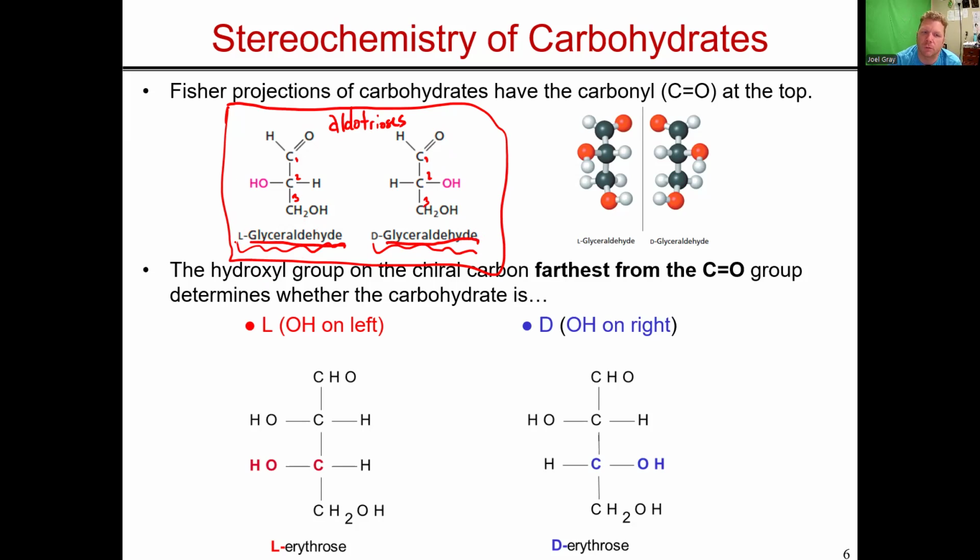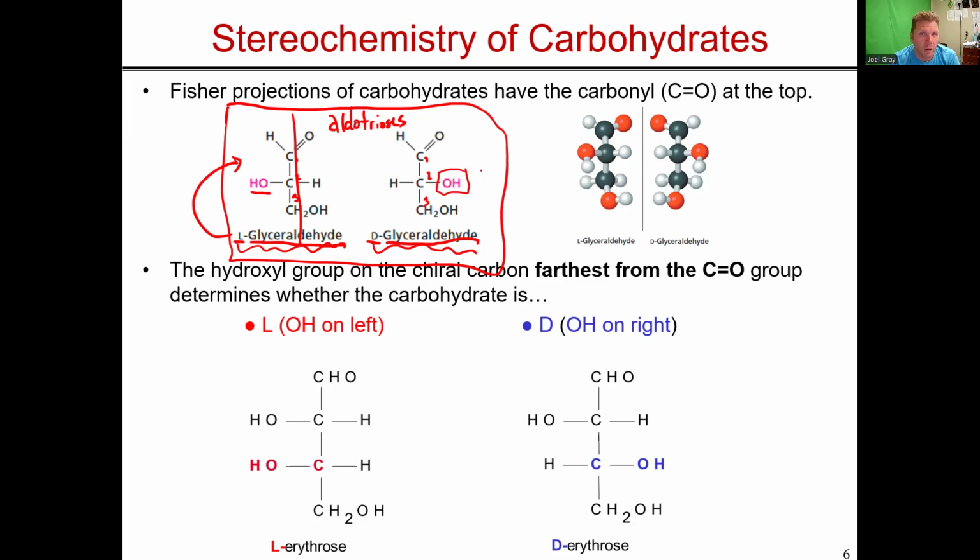What makes these sugars different from one another is one is L and one is D. And the positioning of this hydroxide group, is it on the left-hand side of my sugar or is it on the right-hand side of my sugar? By virtue of this hydroxide group being on the left-hand side, this is L-glyceraldehyde.